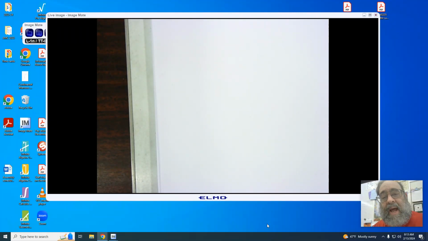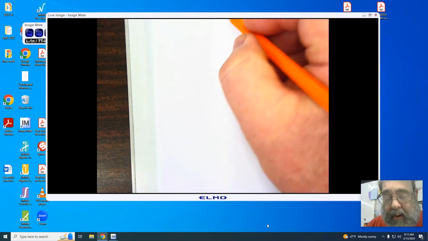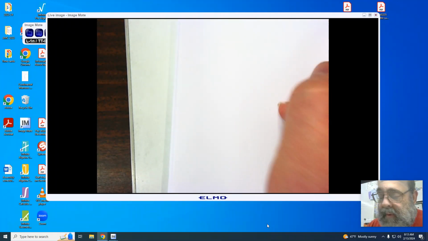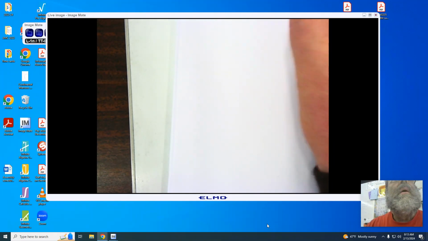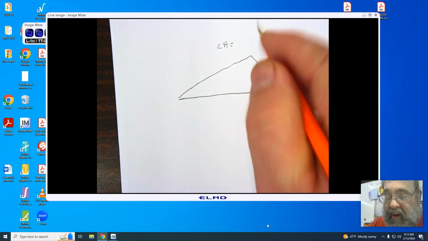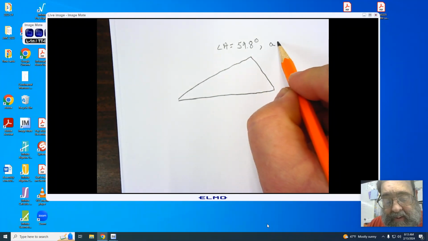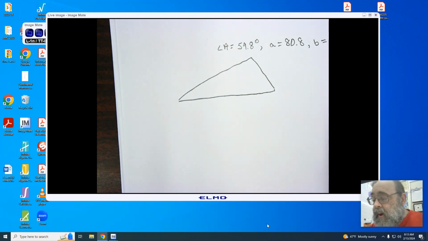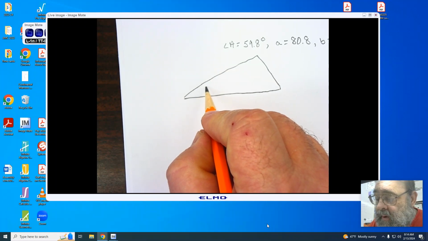Today we're going to be taking a look at how to use the law of sines with one solution. Let's look at a triangle. I've already determined how many solutions this triangle will have, and the information given to me is angle A equal to 59.8 degrees. We have side A equal to 80.8, and we are given that side B is equal to 73.9. You'll notice we are told that the side opposite the acute angle is the largest side, which is how I know it has one solution.